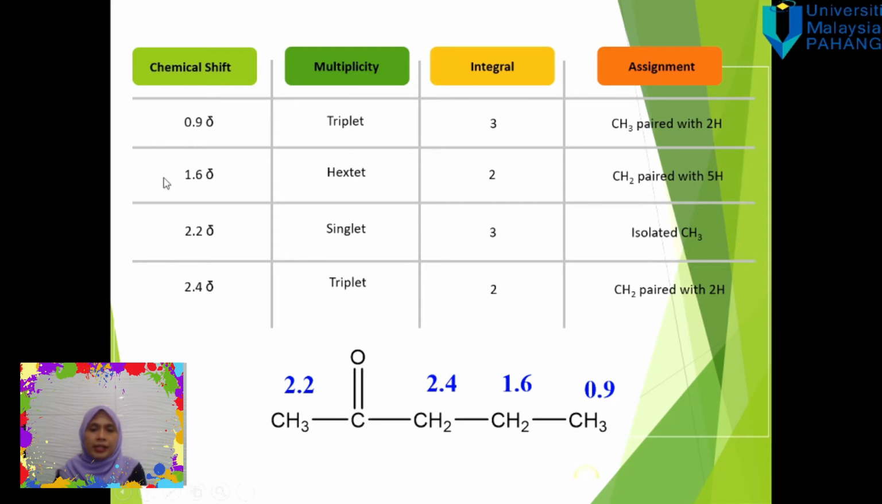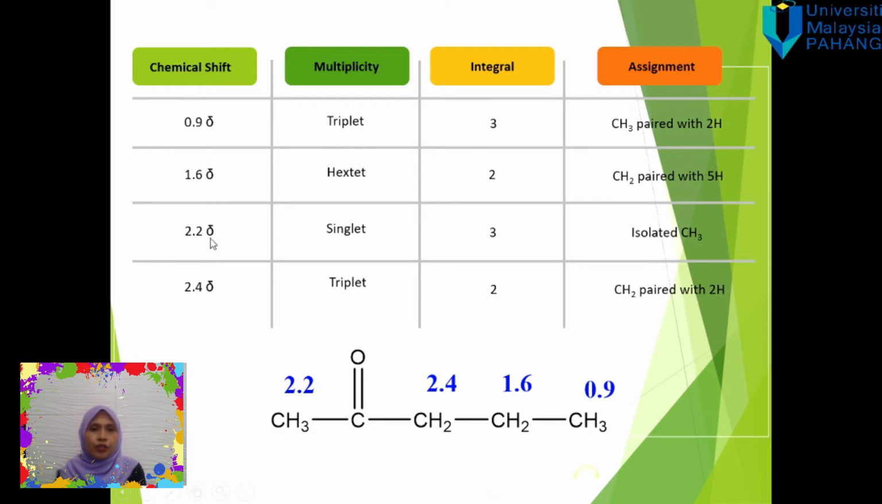The next information is 1.6. 1.6 is for a methylene group. What is a methylene group? It is CH2. Correction here: this is a pentet, 5 signals, not a hextet, 6 signals. It is telling us that there are 5 neighboring protons. And the integral is 2, which means the signal itself is CH2 coupled with 5H, or paired with 5H.